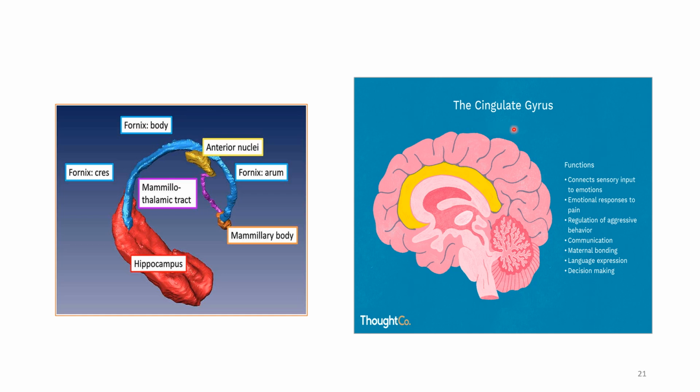Here we can see the cingulate gyrus. So this is the cingulate gyrus. What are its functions? It connects sensory input to the emotions and it forms emotional responses to pain. It regulates aggressive behavior and it is helpful for communication, maternal bonding, language expression and decision making.